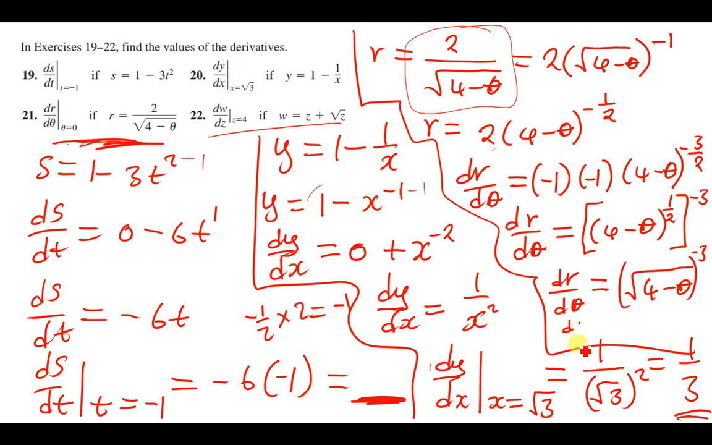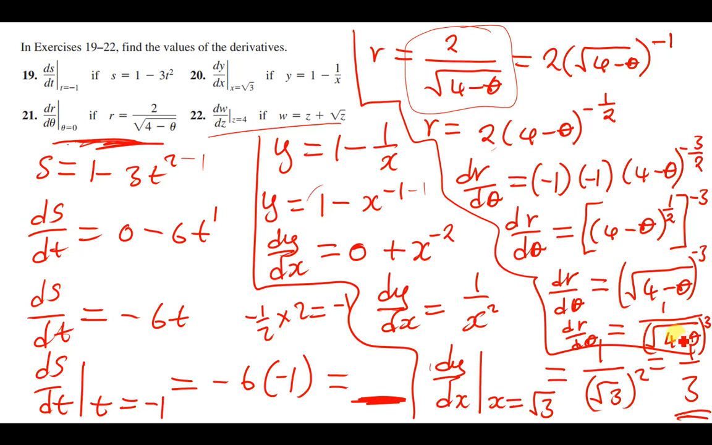So the r d theta will now just be equal to, when we take this as a denominator so that we get rid of the negative there, 1 over the square root of 4 minus theta, then everything raised to the power 3. So this is what you are going to have as the expression for the r d theta.